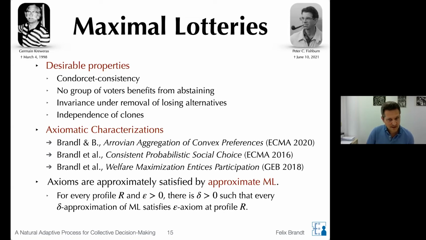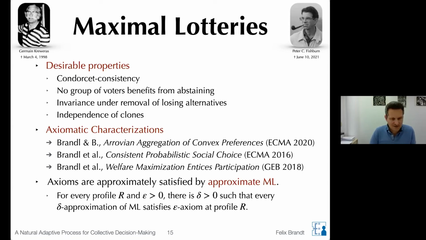Take population consistency, also known as reinforcement. Originally it says that if some lottery P is returned for 2 different electorates, then P should also be returned for the union of these electorates. We can define an epsilon version of this axiom, which says that the lottery returned in the joint electorate should be within distance epsilon of P. It can be shown that for every profile and every epsilon, there is some delta, such that every delta approximation of maximal lotteries satisfies the epsilon axiom at profile R. We do this in detail in the paper, and the paper is on my homepage, by the way, if you want to read more about the details.